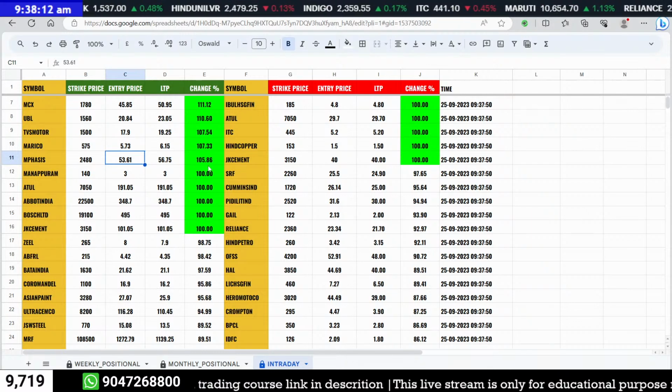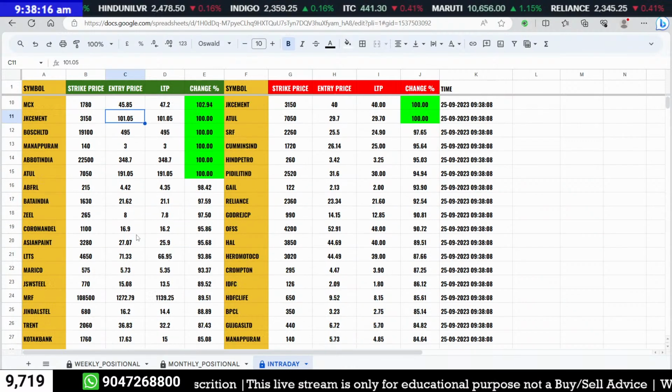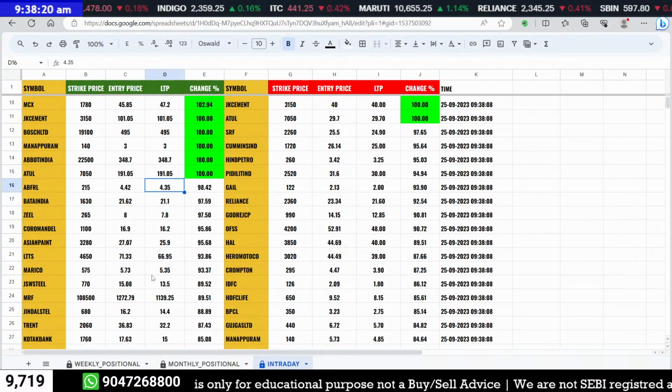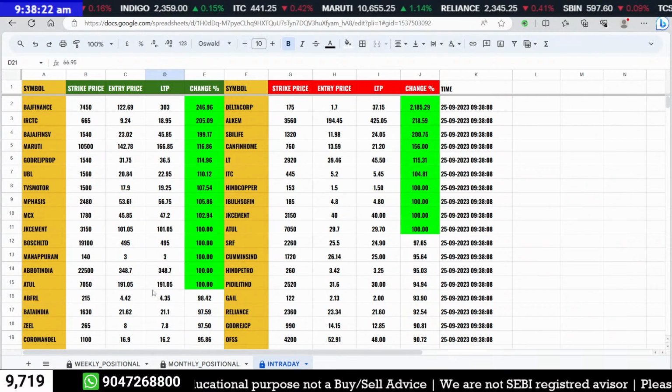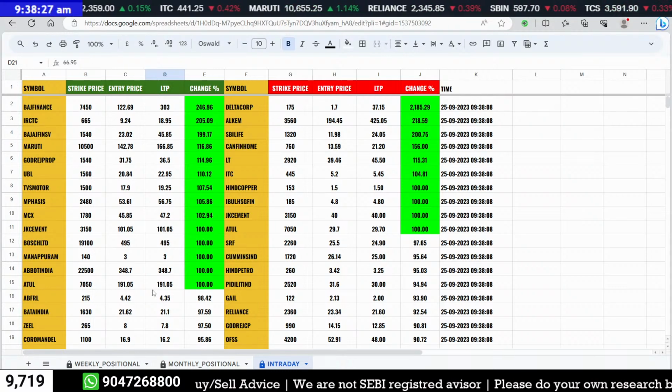MPS. This is happening on intraday. If you wish, you can try. JK Cement, it's not a liquid one. Aarti, LTTS also there. Maruti, this is happening on intraday.